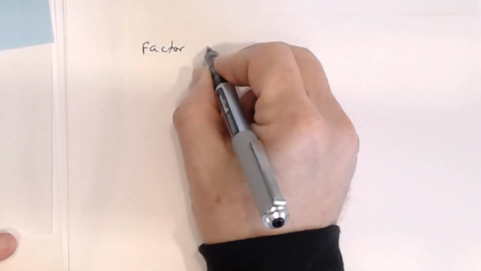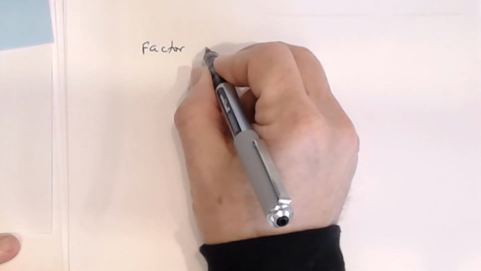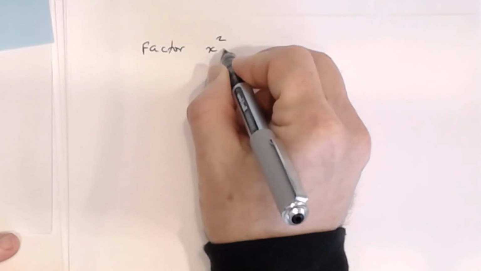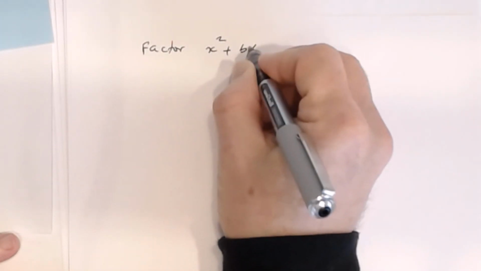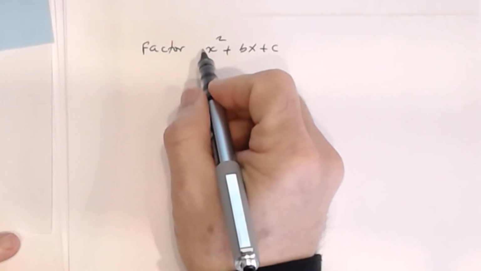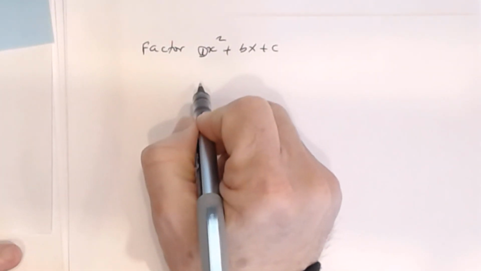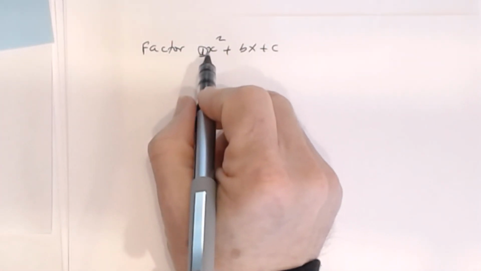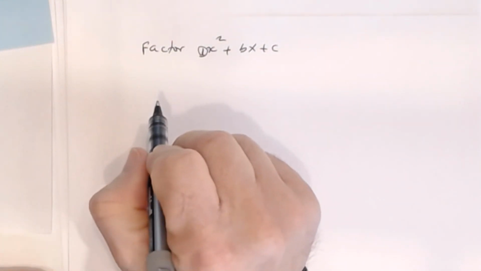So factor completely. We're going to factor trinomials of this form: x squared plus bx plus c. In particular, for right now, our coefficient of x squared is going to be a 1. That's the easy kind. The easy kind is when the coefficient of x squared is 1.